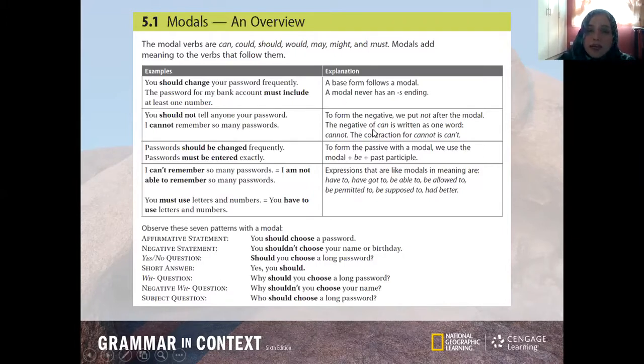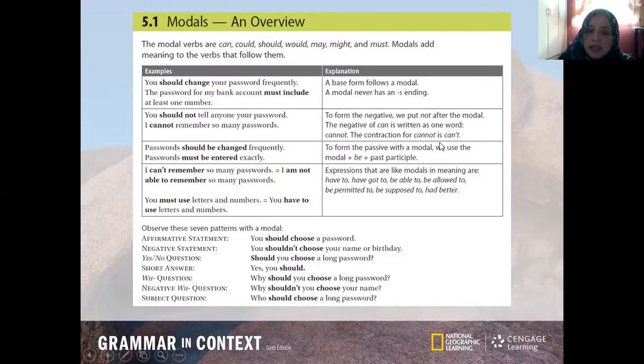To form the negative, we put not after the modal. And so this is quite easy. Okay, you should not tell anyone your password. So if you want a negative sentence, just add not between the modal verb and the main verb. Okay, here in the sentence, the main verb is tell.